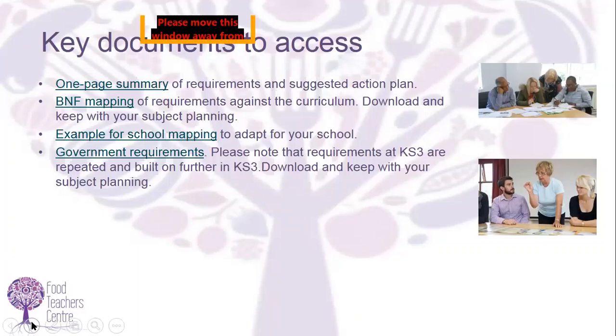And the last bit, just to make it easy to access, because again, sometimes the government websites are not easy to find your way around, is just a link to the government requirements. So what are they expecting you to do?